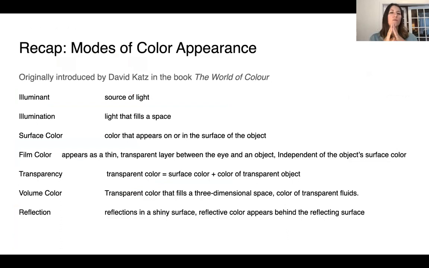As just a refresher, the terms that we're going to be honing in on for our understanding of these concepts for class this week: illuminant, a source of light; illumination, light that fills a space; surface color, color that appears on or in the surface of an object; film color, appears as a thin transparent layer between the eye and the object, independent of the object's surface color, but alters the perception of that object; transparency, transparent color is created by a surface color and a color of a transparent object; volume color, transparent color that fills the three-dimensional space, color of transparent fluid; reflection, reflections on a shiny surface or in a shiny surface; reflective color appears behind the reflecting surface.